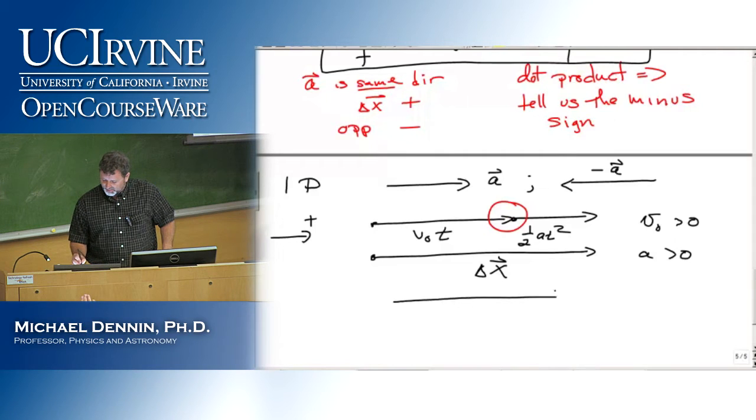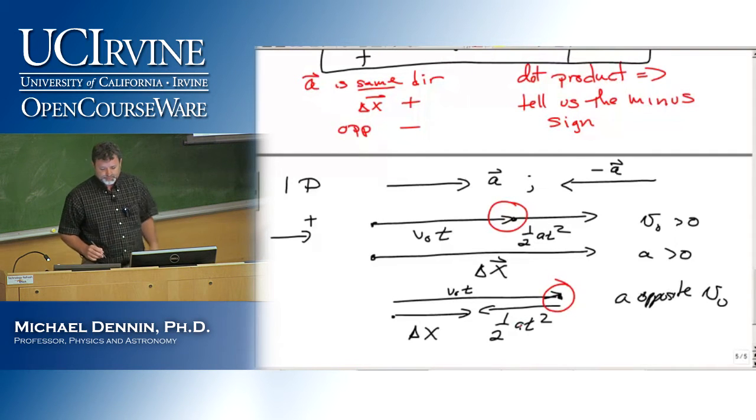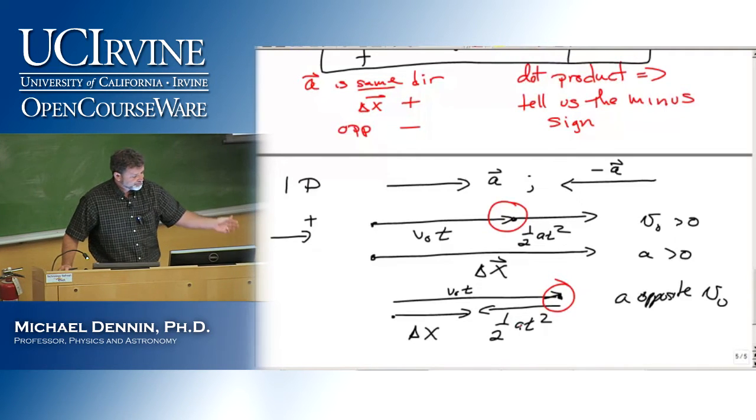If I have some v naught t, but a is opposite v naught, then 1/2 at squared looks like that. And that's my delta x. And once again, there's my head to tail. And those are the kind of pictures I'll be drawing.